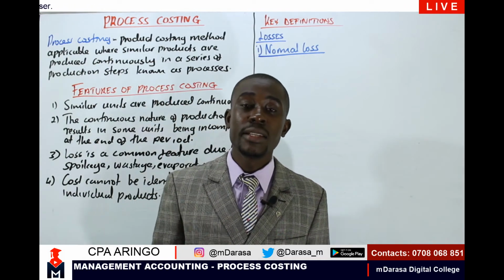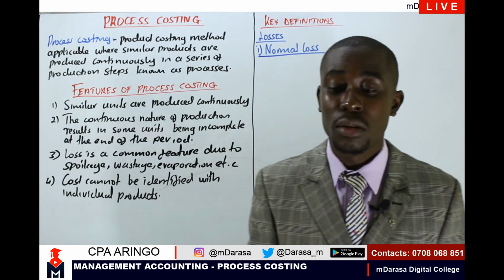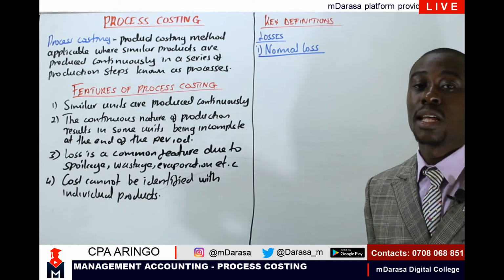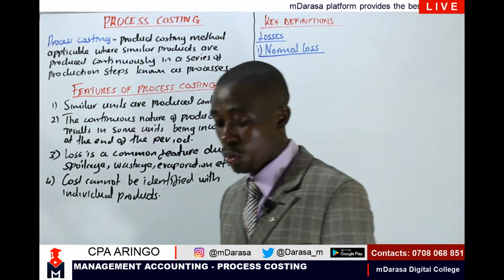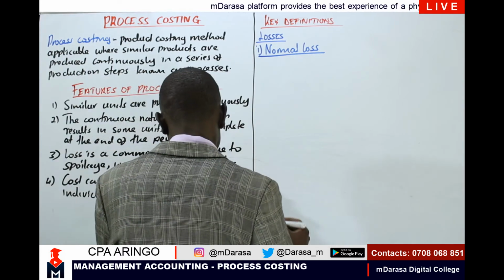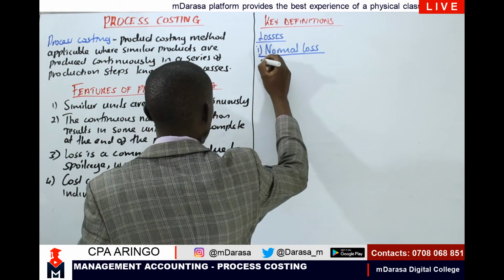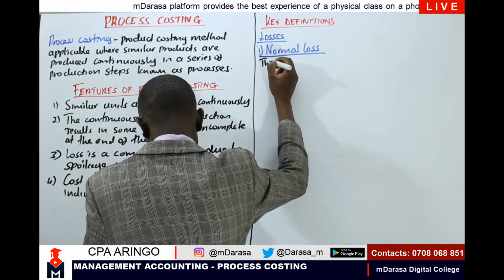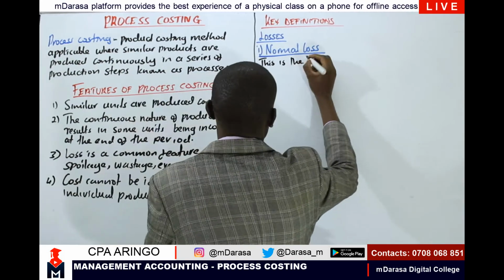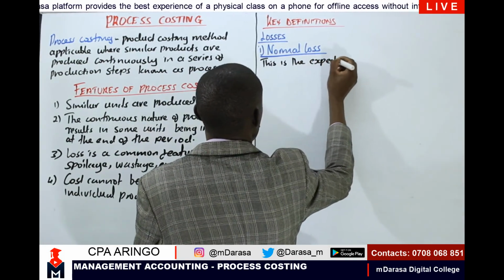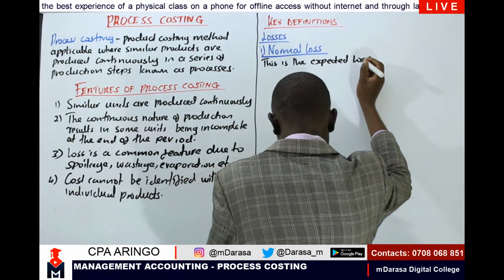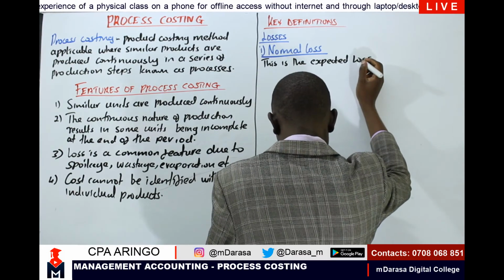Normal loss, ideally, these are losses that we are anticipating for them to occur during our processes. These are the losses that we do anticipate for them to occur. So in simple terms, we normally say that normal loss is the expected loss, and they are unavoidable.